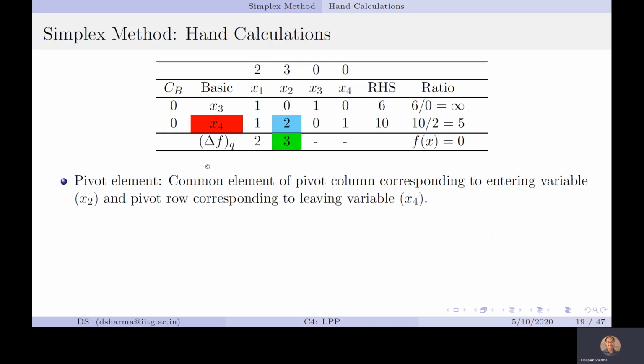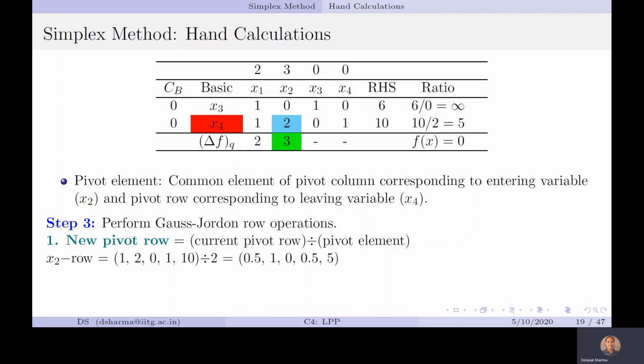Now as we have identified, we can see what the pivot column and pivot element are. The column corresponding to the entering variable x2 will become the pivot column, and the row corresponding to the leaving variable, which is x4, will become the pivot row. The intersection of the pivot row and pivot column is the 2, which is shown in another color.